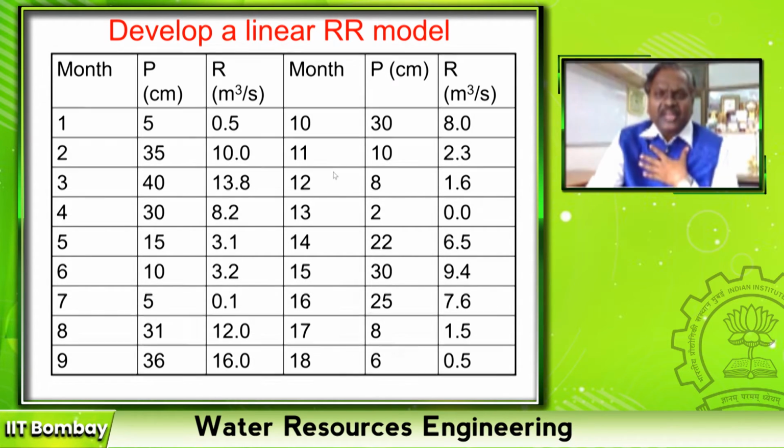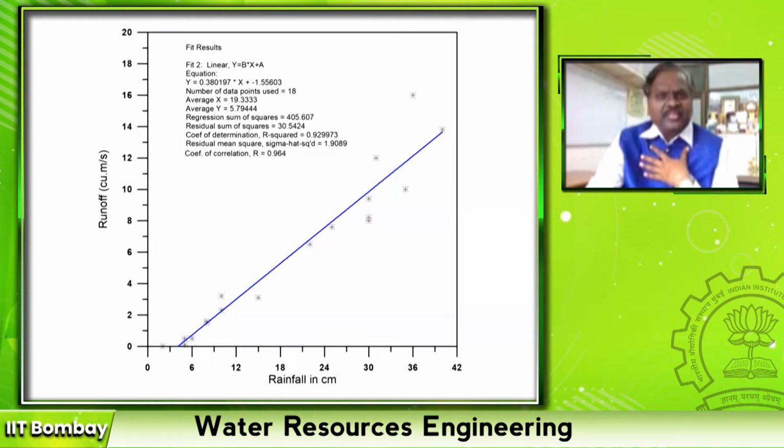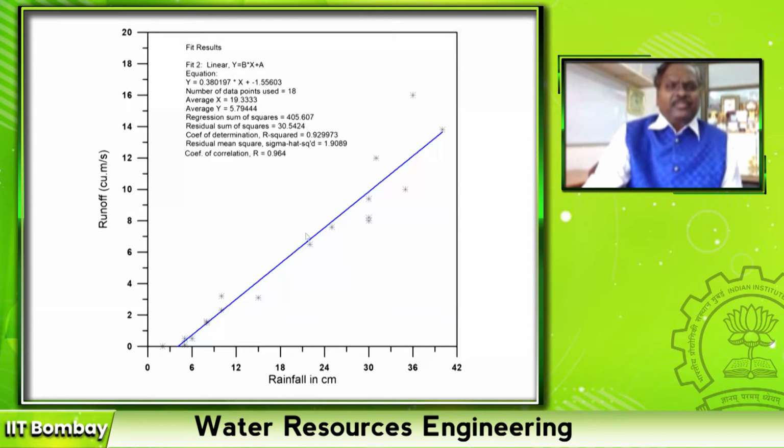Draw a linear regression, right? So rainfall on the x-axis, runoff on the y-axis. Using the method of least squares, you fit a best straight line. The equation of this straight line is 0.38 times x minus 1.56. That means we'll substitute the value of rainfall as x and get runoff.